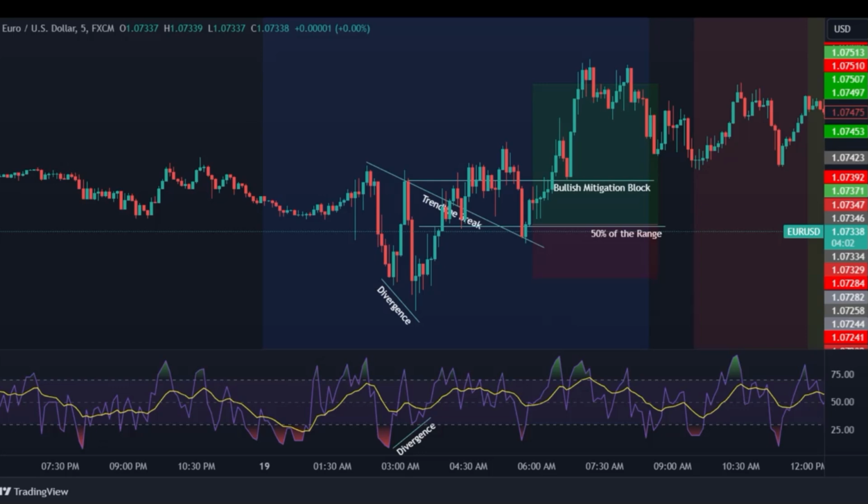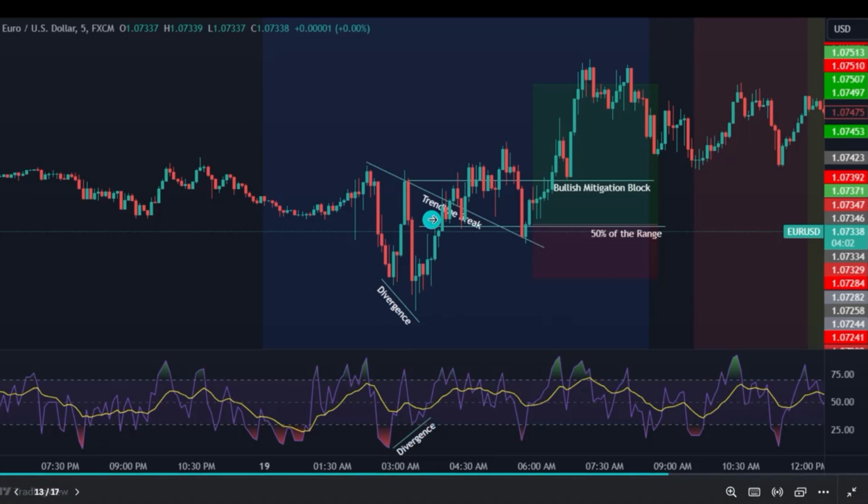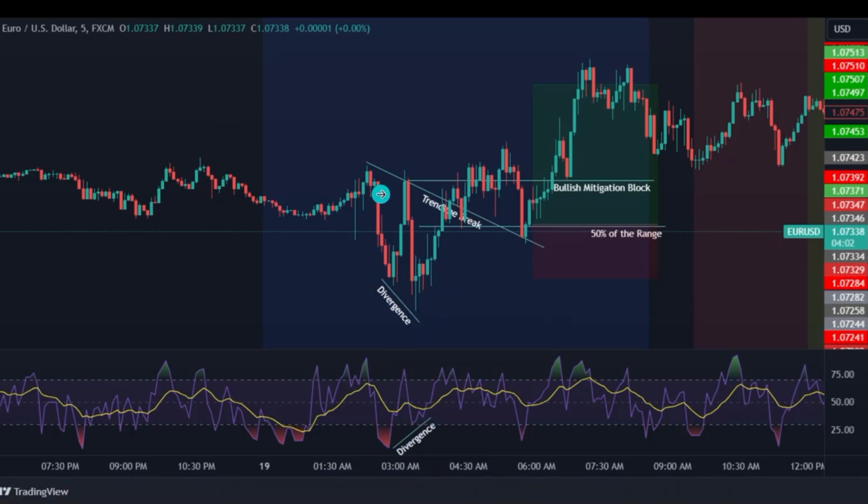Here's a bullish mitigation block with the RSI. We see divergence here and here. Then we see a trend line break. And if we look, this is a low, a high, and a lower low. Price breaks that structure, comes back to it, and you could enter here. But if you did, you would have to put your stop loss all the way behind here, and that's not a good risk to reward.